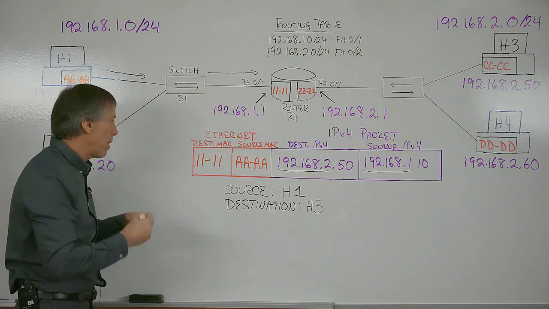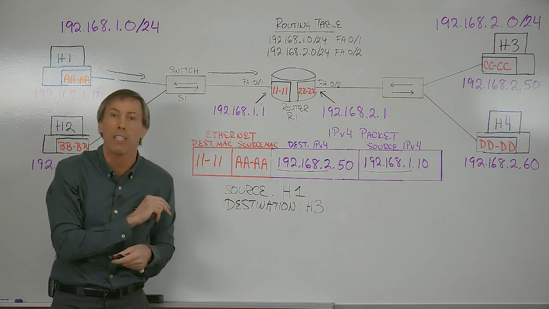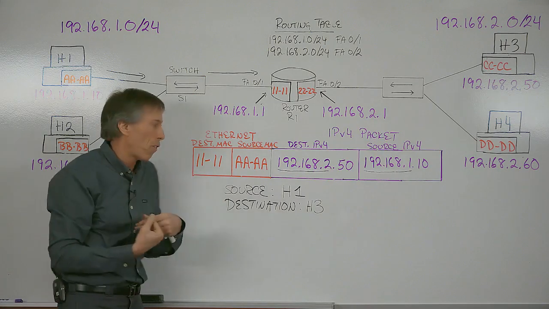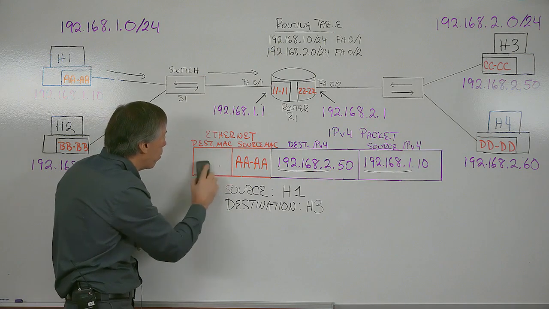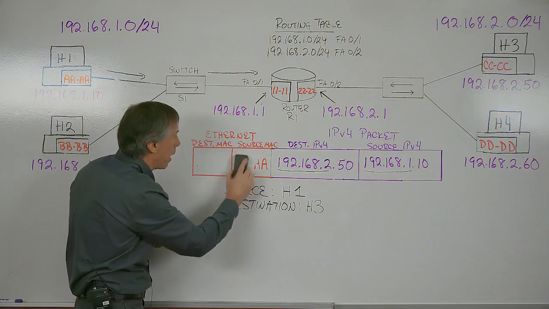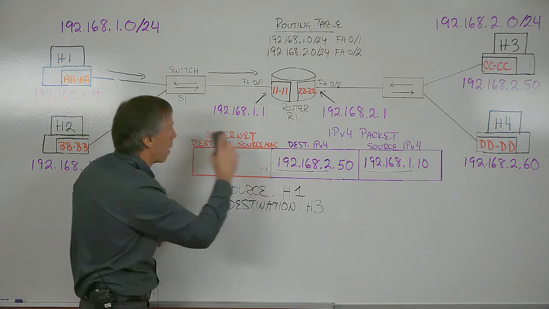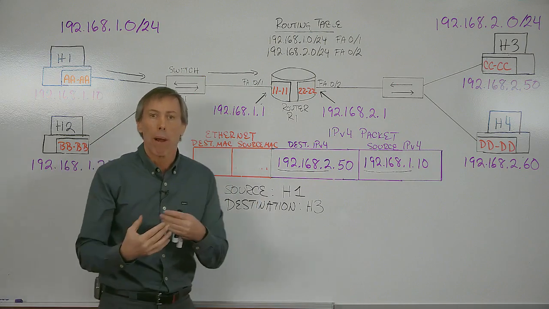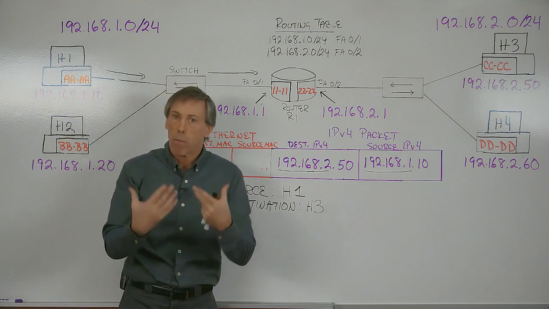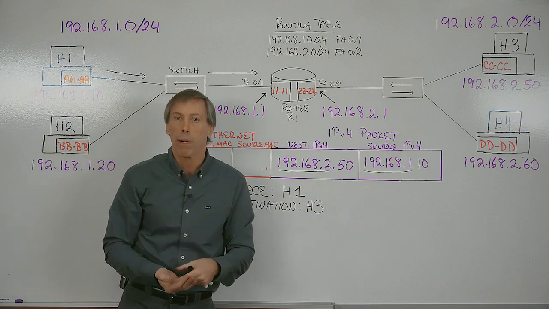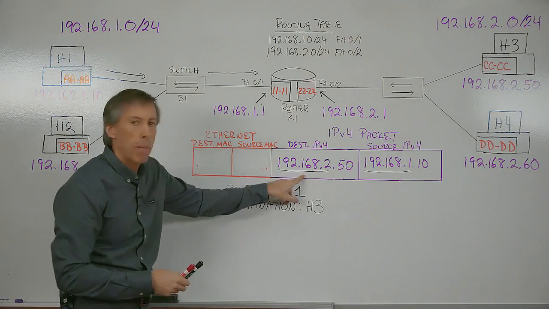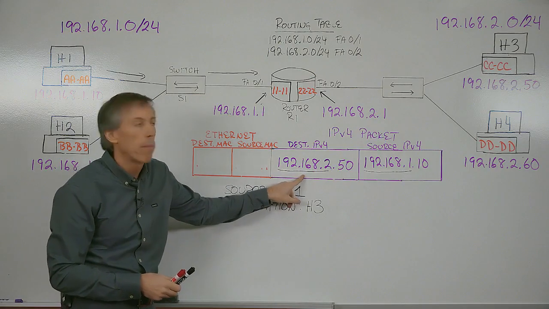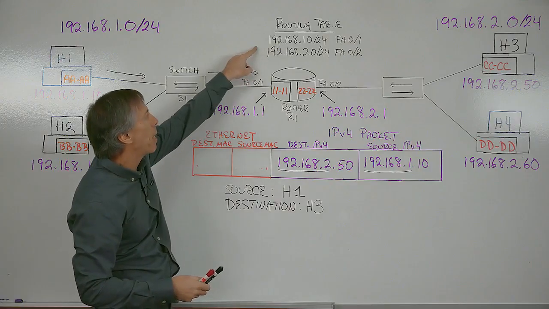The router receives this, says, yes, that's my destination MAC address. This frame is for me. So what it does is it removes this Ethernet header information. Now the router is going to do its job at what we call layer 3 forwarding. It's going to do routing. It looks up the destination IPv4 address of the packet in its routing table.